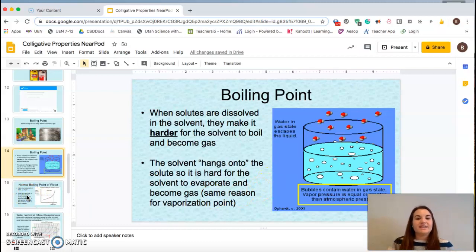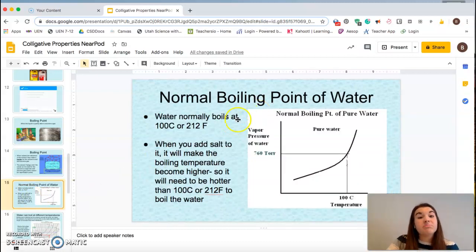Now, like it says on this slide, the normal boiling point of water is 100 degrees Celsius or 212 Fahrenheit. Now, when you add salt to it, and like I said, not a pinch of salt, a ton of salt, it makes the water have to be even hotter before it boils.